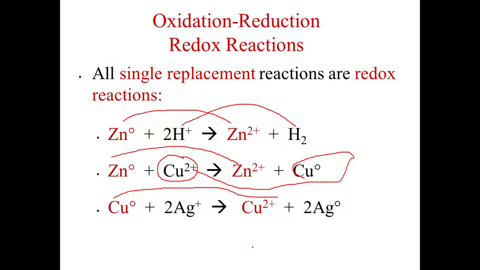In all single replacement reactions, the most typical, you've got a metal and an acid and a metal and an ionic compound. So your hydrogen is going to be reduced to H2 gas, and one of your metals will be oxidized and one of them will be reduced. Your least reactive metal will be reduced.